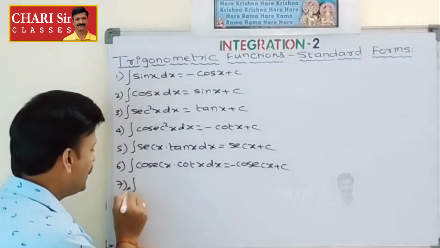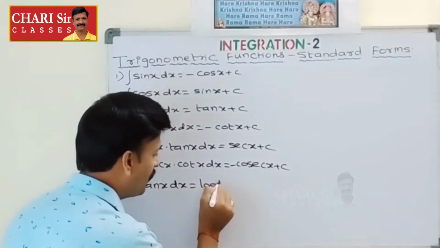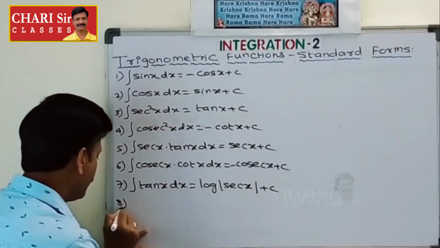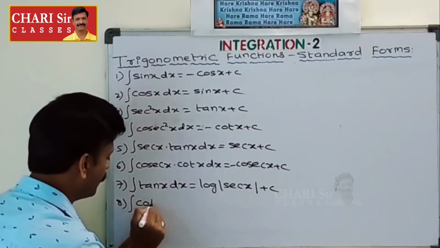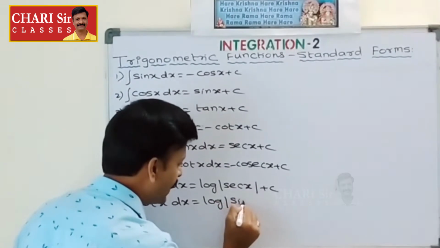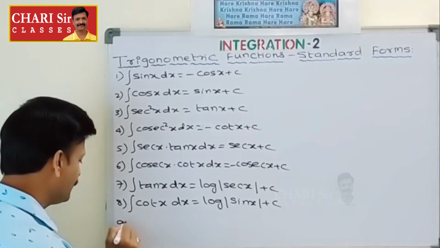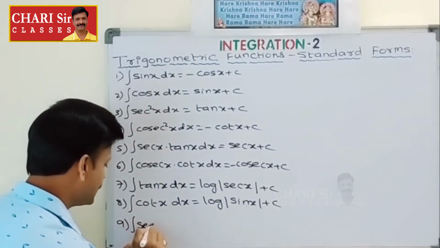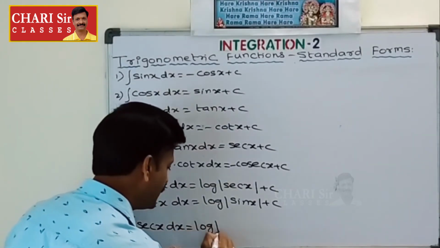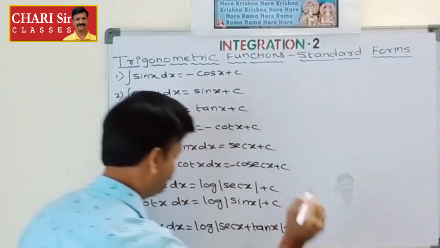They are integration of tan x. Integration of tan x dx is log mod secant x plus c. And the 8th one we can take as integration of cot x dx, which is equal to log mod sin x plus c. These are the 8. And one more, the 9th one, integration of secant x dx, which is equal to log mod secant x plus tan x plus c.